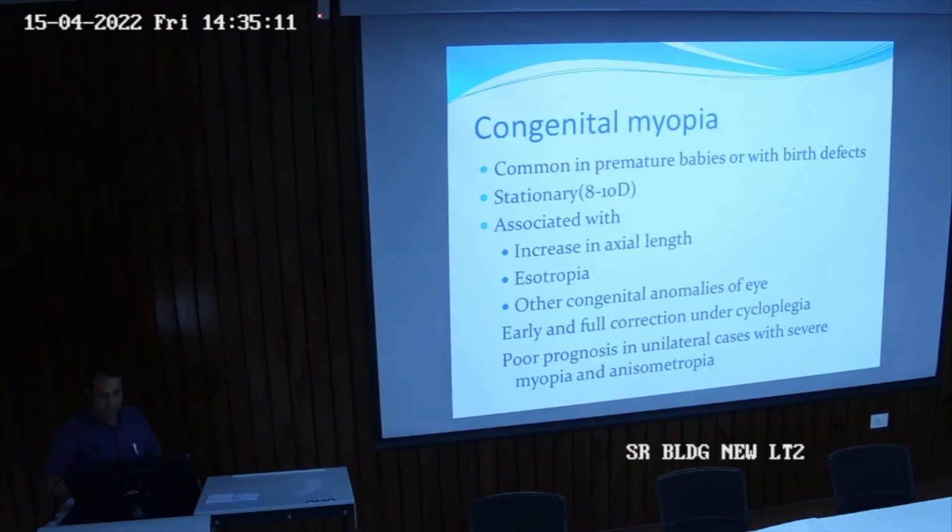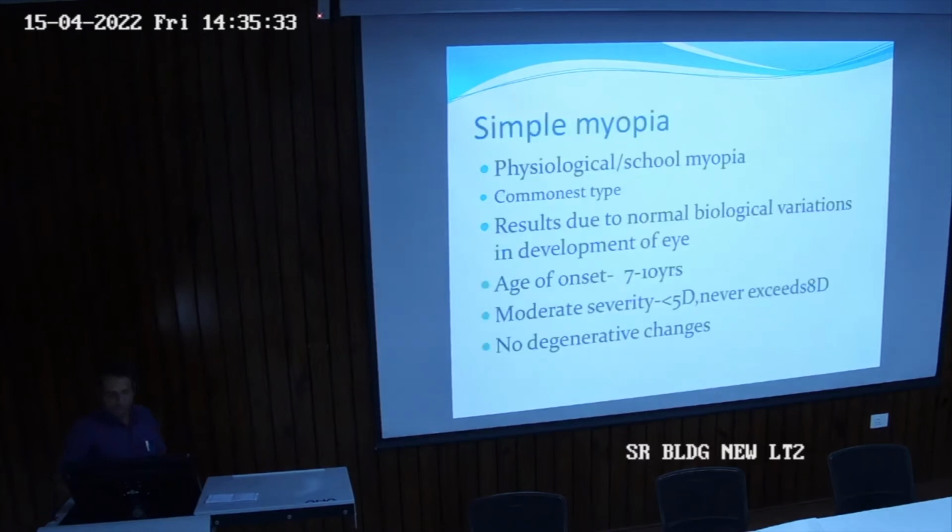Congenital myopia is common in premature babies or with birth defect. It is stationary, associated with the increase in axial length or esotropia. Other congenital anomalies may be associated with this eye, and early and full correction under cycloplegia is required. Poor prognosis in unilateral cases with severe myopia and anisometropia due to chances of amblyopia development.